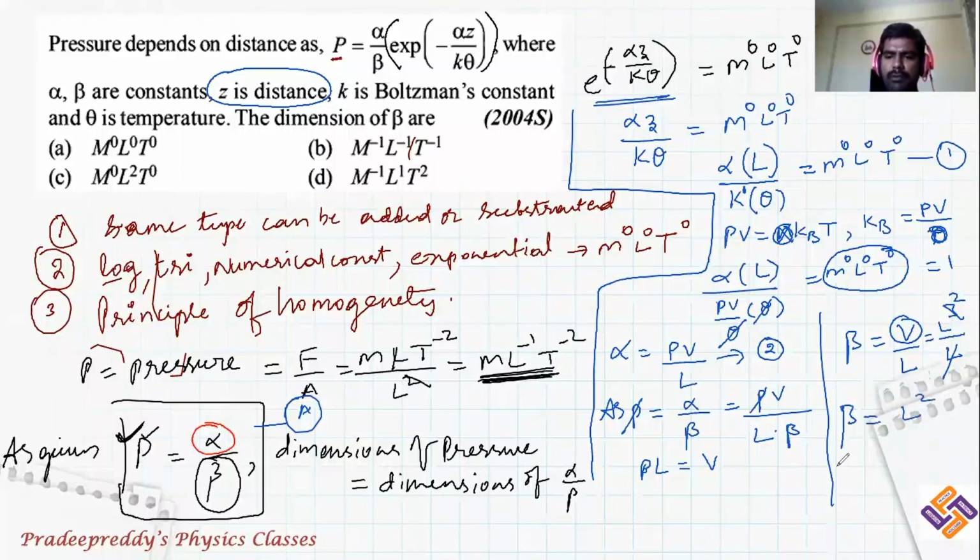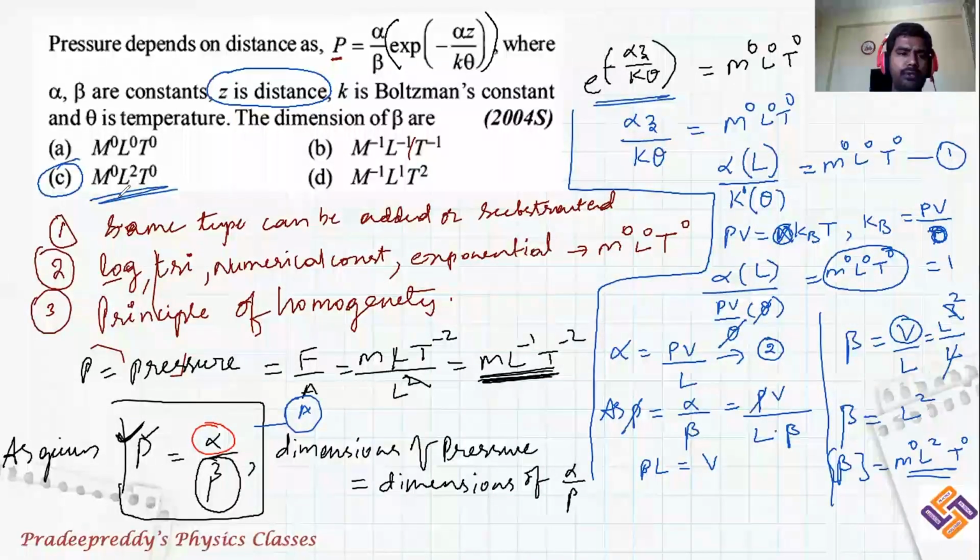So what you can write for beta? M power 0, L square, T power 0. This is the dimensions of beta value. So it is M power 0, L square, T power 0 is the dimension for beta. That is what you can use: the principle of homogeneity, and you can use rule number 2 and 3, and you can find out the final expression for beta.